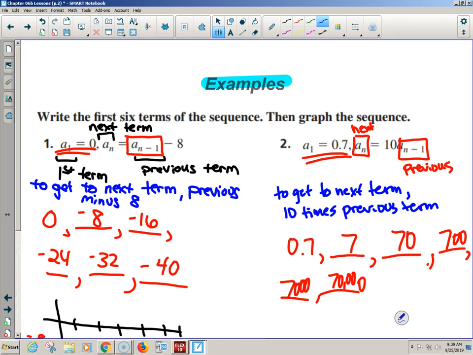But remember, every single recursive rule can be a sentence. To get to the next term, do what to the previous? Subtract 8, please. Okay. Minus 8, minus 8. To get to the next term, do what? Times 10, please. Okay, times 10, times 10, etc. Then you would graph it.